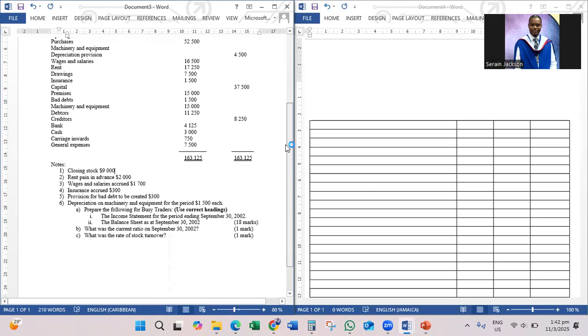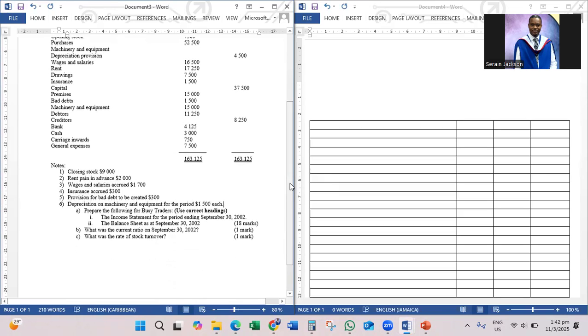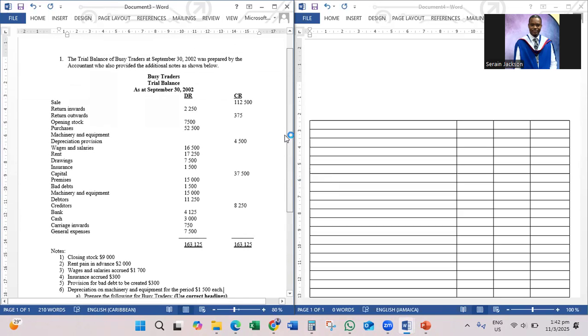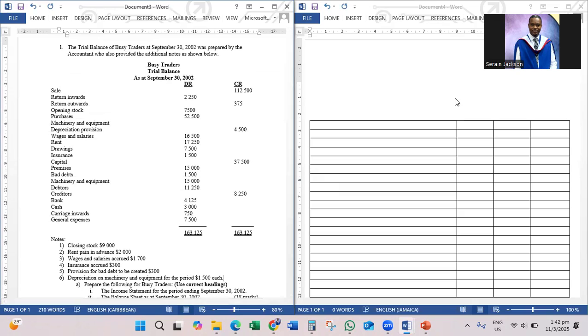They're asking us, and if you look down the bottom here, this is what we would call footnotes. This is very important, the fact that we have footnotes there, and I'll talk about it in a little while. So let us start. You start with your heading, so Busy Traders is the name, Busy Traders.